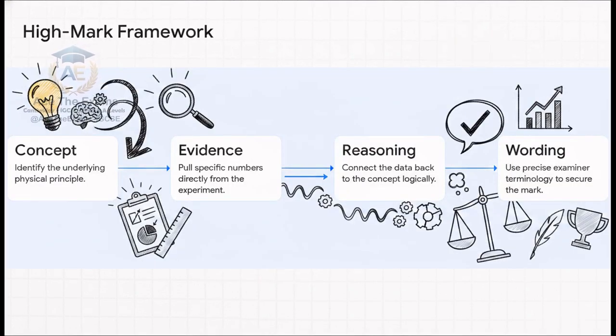So, the crucial point is replacing all that guesswork with a systematic approach. To turn abstract practical knowledge into a concrete, reproducible answering method, you need to use this 4-step high-mark answer framework. First, state the concept. What's the physical principle at play here? Second, provide the evidence or data. Pull specific numbers directly from the experiment. Third, apply scientific reasoning. Connect that data back to the concept. And finally, use exact examiner wording to lock in the mark.